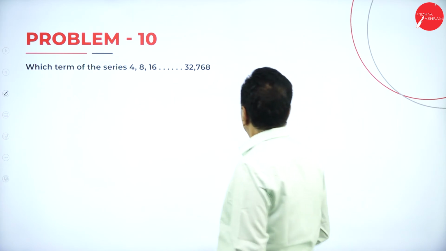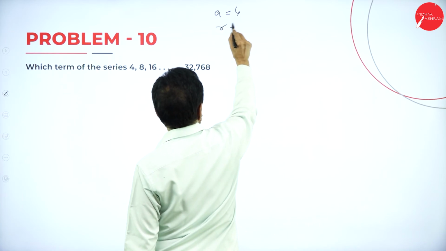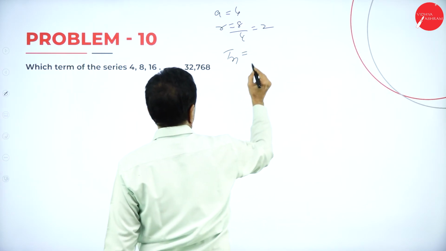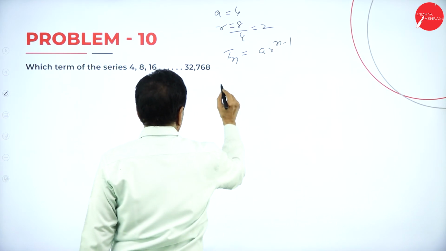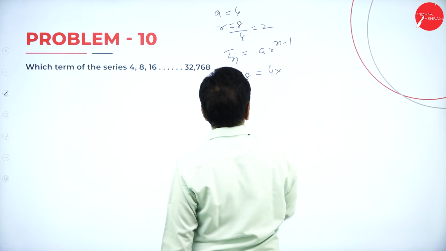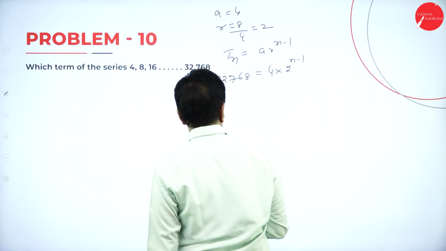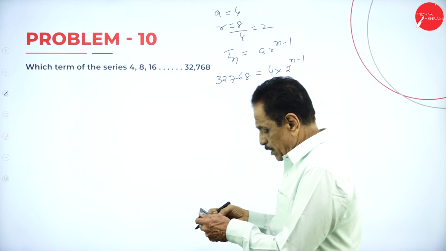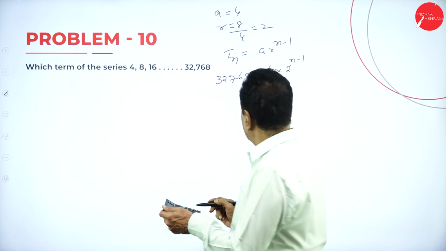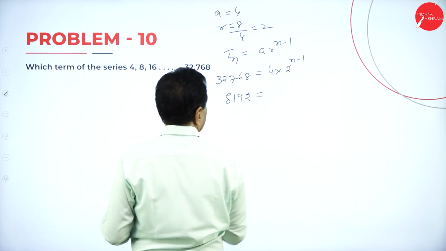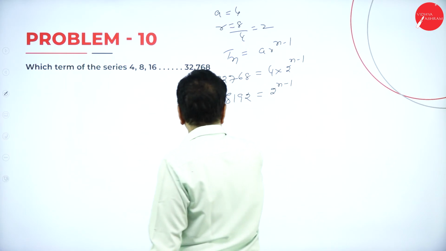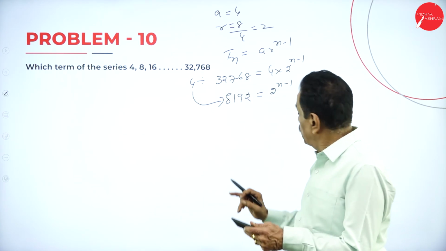4, 8, 16, 10. a is 4. r is 8 divided by 4, which is 2. Tn is equal to ar to the power of n minus 1. 32,768. What's your a? 4, into r, 2 to the power of n minus 1. So you divide this by 4: 32,768 divided by 4 is 8192. You got 8192, which equals 2 to the power of n minus 1.